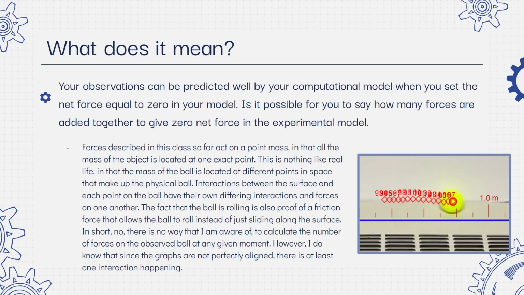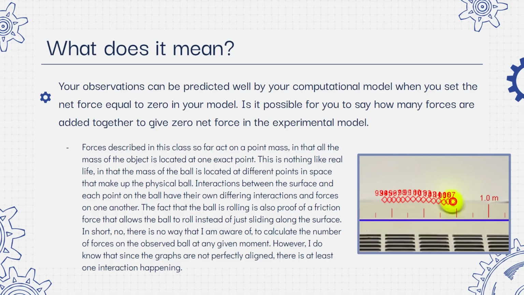So what does it mean that my observations are predicted well by the computational model, where I set the net force equal to 0? Is it possible for me to say or calculate how many forces are added together in the experimental model that we analyzed? The forces described in this class and that I've been talking about so far are from point masses. That's when all the mass of an object is located at one exact point. There's nothing like that in here. The ball is not a point mass. It's located in different points of space, and that makes up the physical ball itself.